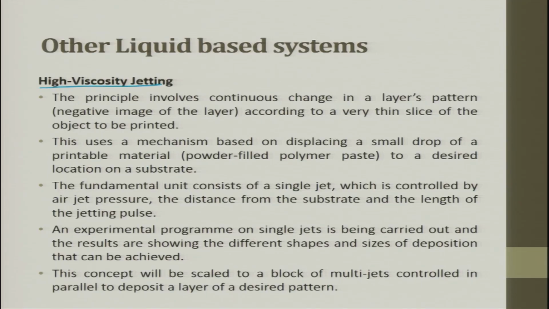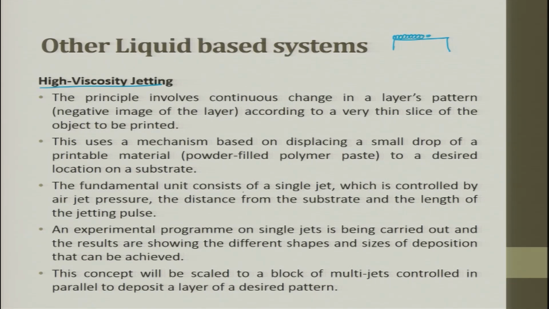High viscosity jetting process. The principle involves depositing continuous layers in a pattern according to a very thin slice of the object to be printed. This uses a mechanism based on dispensing a small droplet of printable material to a desired location on the substrate. Okay. You have a substrate, so you put droplets.